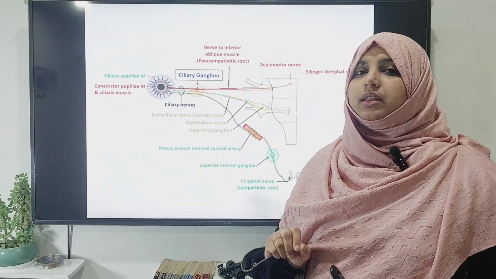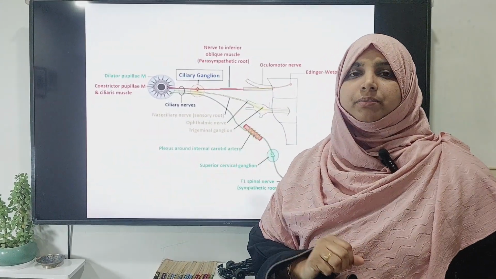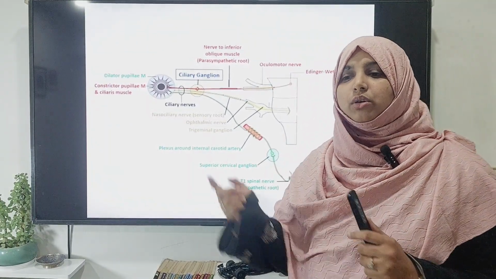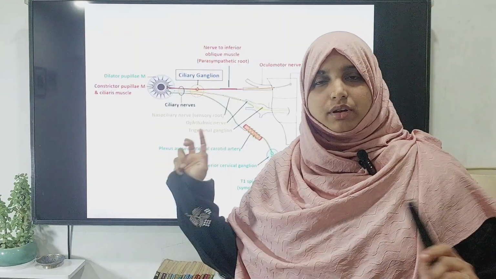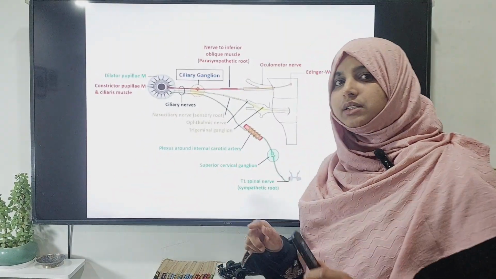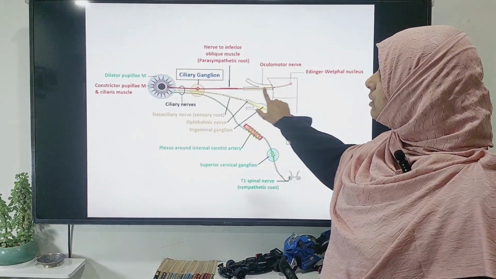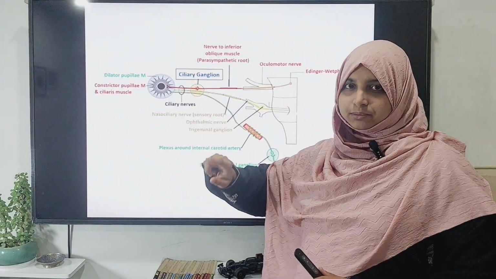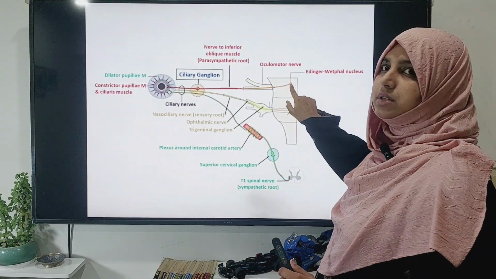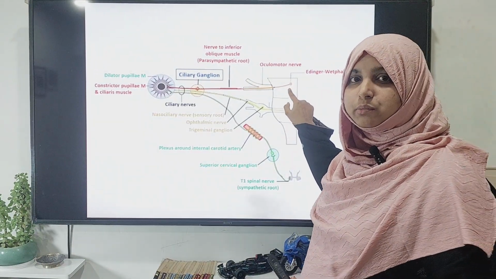Okay, they're all coming from different parts. Think of them like three different friends, going in three different buses or routes to a destination. Now let's see the first friend, which is the parasympathetic route. The parasympathetic route is going to start from the Edinger-Westphal nucleus.